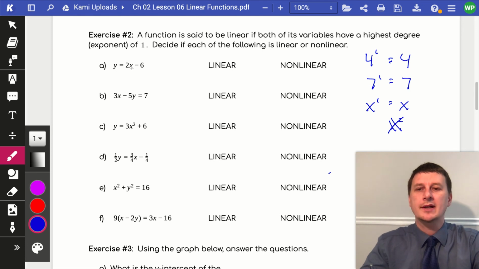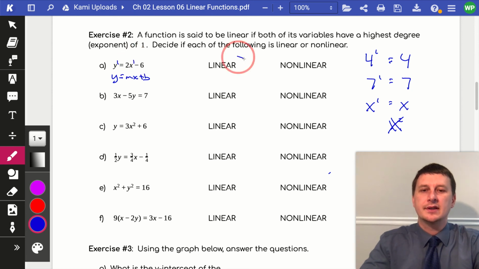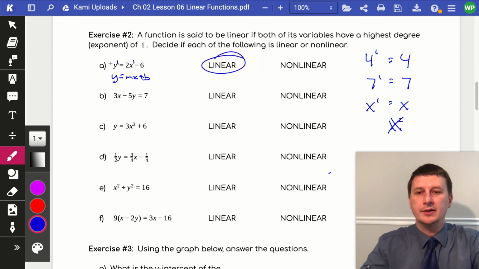y equals 2x minus 6. Well, this looks like what we were just looking at in the previous exercise with y equals mx plus b. And again, this is y to the first and 2x to the first. This is linear because that's the highest degree of 1.